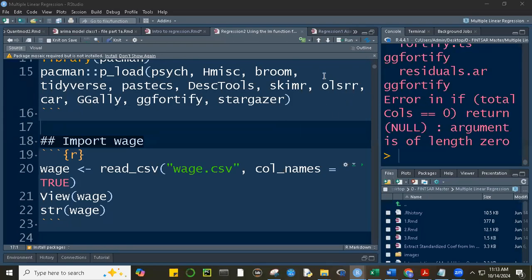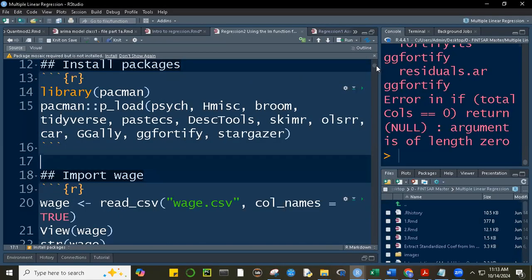Good morning, everyone. Today we're going to continue our discussion on multiple linear regression. So these are the packages that we're going to use, at least some of them for today, and then we're going to use some of them in the next sessions.